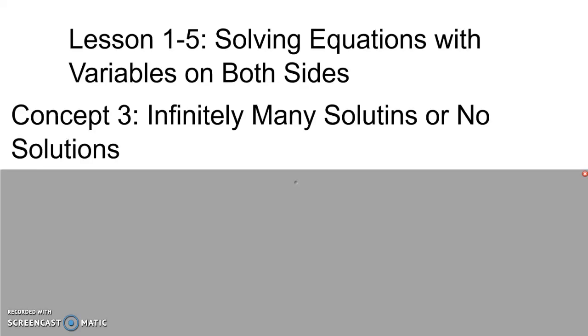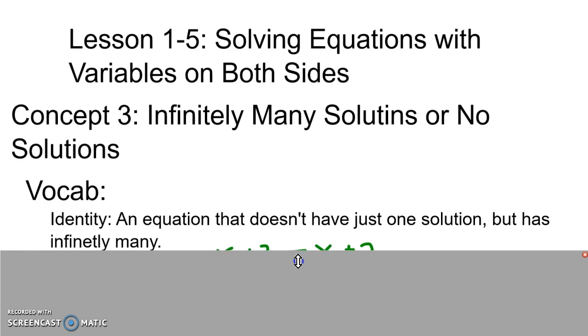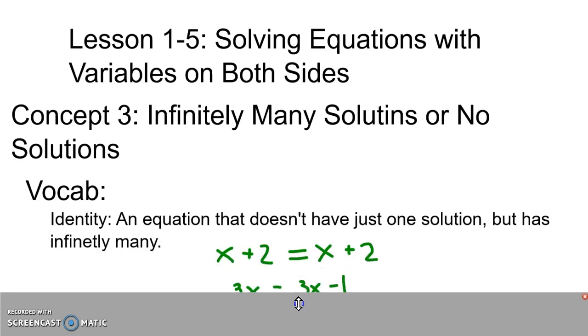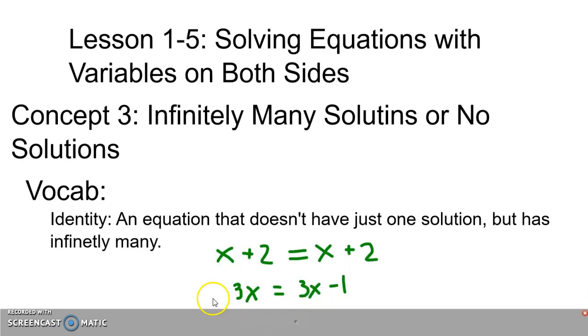Lesson 1.5, Concept 3, Infinitely Many Solutions or No Solutions. So all the equations we've looked at so far are equations that will have just one solution. But there's other types of equations. An identity is a certain type of equation that doesn't just have one solution, it has an infinite number of solutions. Okay? And that looks like this top equation here.